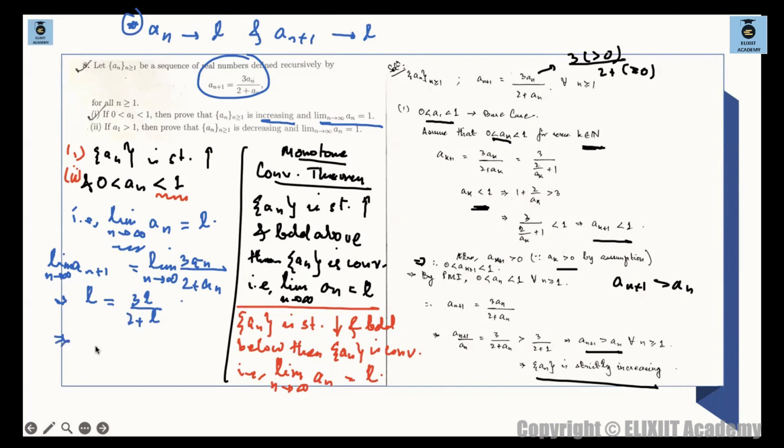So we'll get a quadratic here: 2 plus 2L plus L square is basically 3L. So L square minus L is equal to 0. L will be 0 or L will be 1. So you are getting 2 values over here. 1 is one of the values, and we are also getting 0. We just need to prove that the limit will be equal to 1 and not 0. How do you prove that this is 1 and not 0? Why will 0 be rejected? Bolo. How can we reject 0?